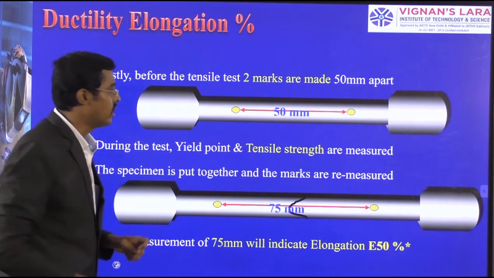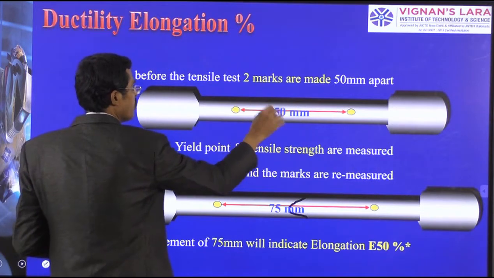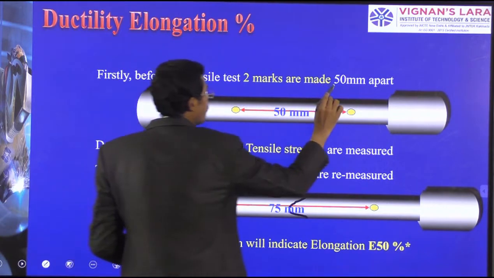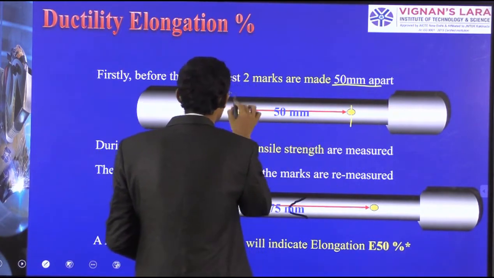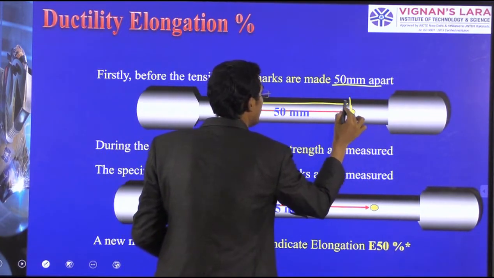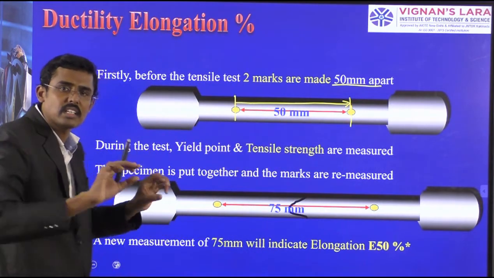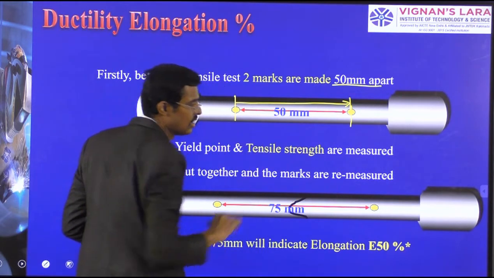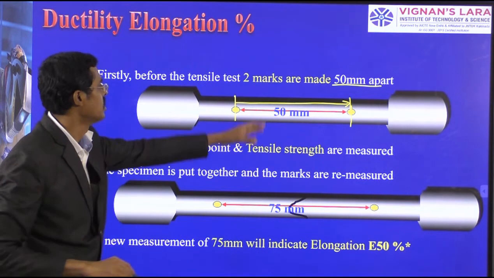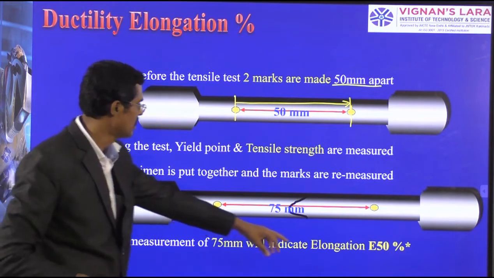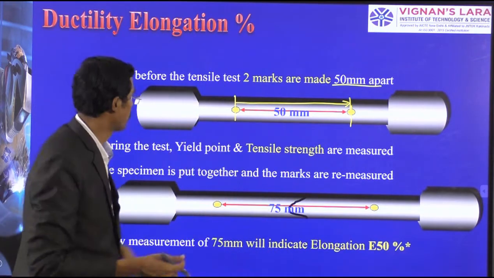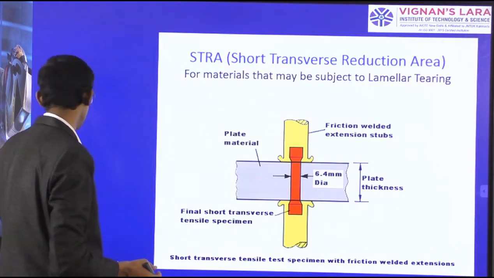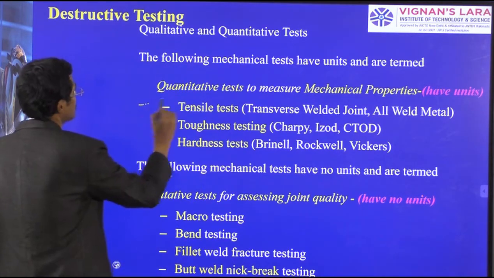So this is the example. Initially the gauge length is 50 mm. Before the tensile test, 2 marks are made 50 mm apart. So that is the gauge length we have taken. After testing, it has elongated from 50 to 75, and a crack has formed. From that measurement, 50 to 75, we can say 50% elongation has taken place. If it is 100, it will be different. That is how we can understand. So this is about the tensile test.